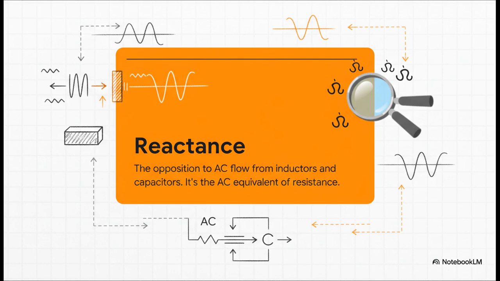So this opposition to AC flow from inductors and capacitors is so special, it gets its own name. It's not called resistance, it's called reactance. Now, it's still measured in ohms, just like resistance, but here's the key difference. It's a dynamic opposition. It actually changes depending on the AC frequency. And this right here is what makes AC circuits so much more powerful and versatile than their simple DC cousins.